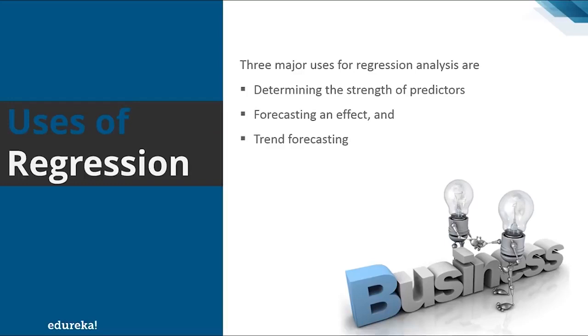Third is trend forecasting. In this, regression analysis predicts trends and future values. Regression analysis can be used to get point estimates. In this, you can ask questions like, what will be the price of Bitcoin in the next 6 months, right?